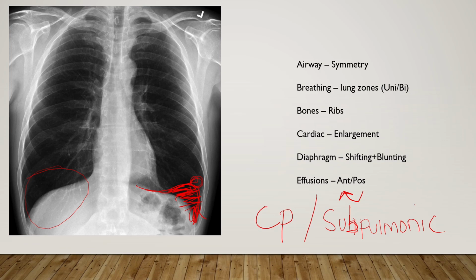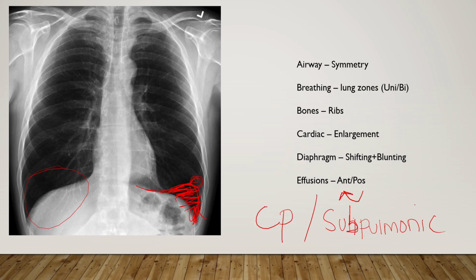So this is the shifting in the hemidiaphragm, the singular half diaphragm, because effusions usually happen in one side of the lung. It doesn't really happen in both sides, at least to my knowledge, my limited knowledge.